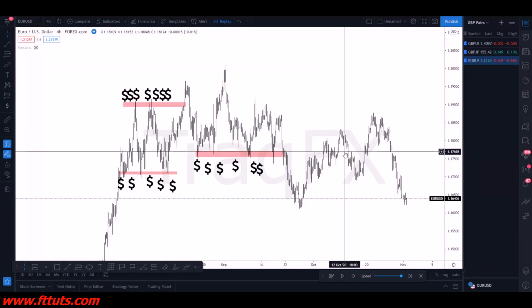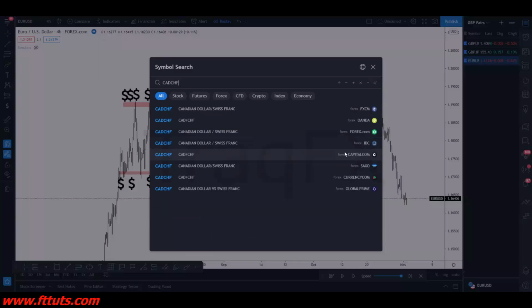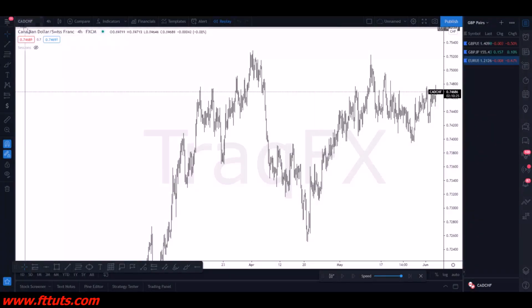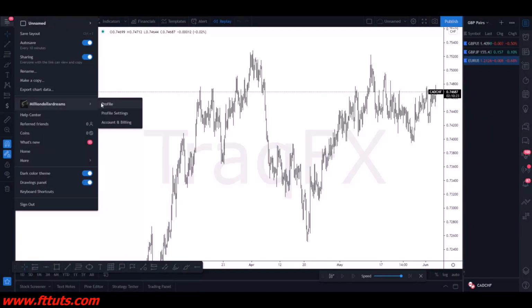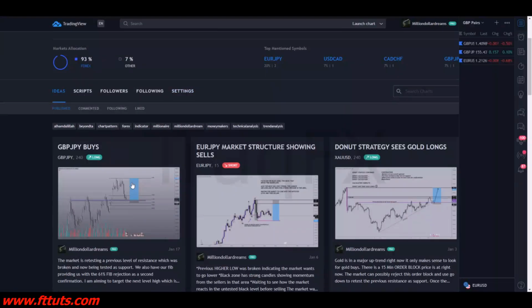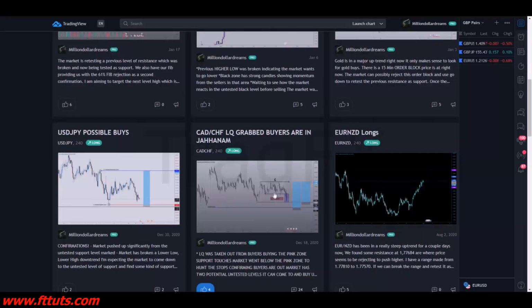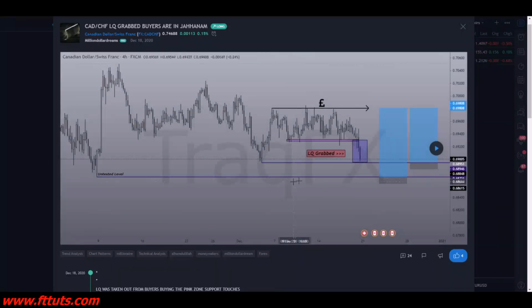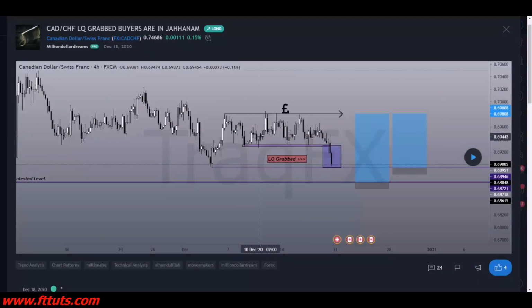Let's go to CAD CHF, right? Boom. Let me actually go to my profile, and I'll show you guys a trade I called out. Okay, CAD CHF. So we can see that there's this level of support right here, and then a level of resistance right here. I have to zoom in for that. So we have this level of support and this level of resistance.